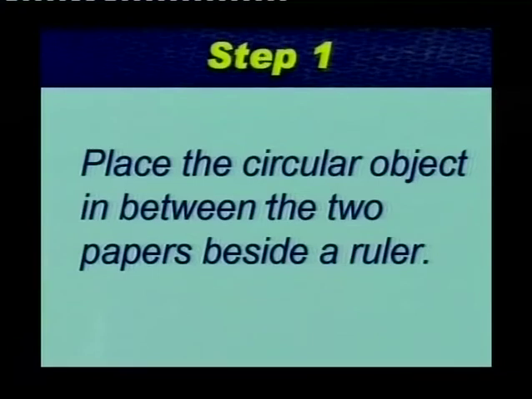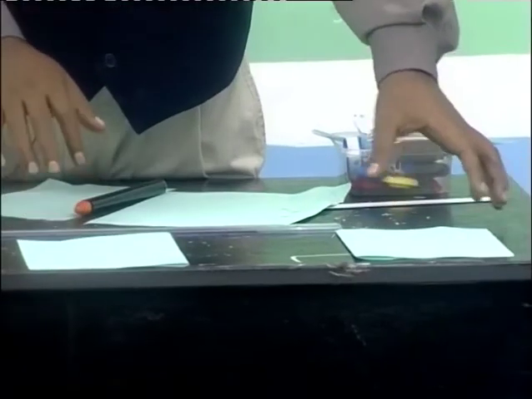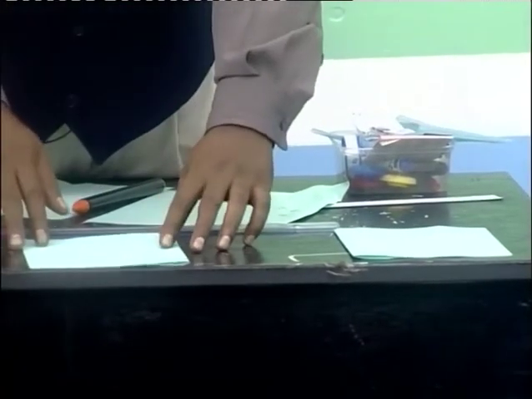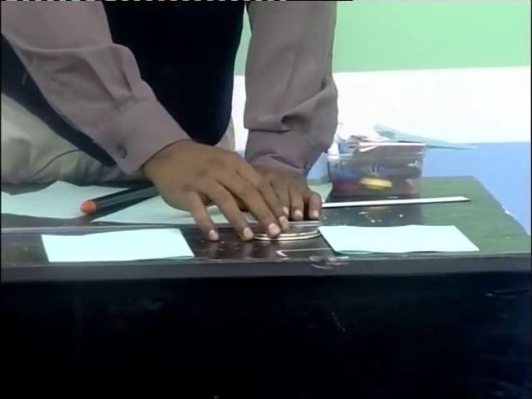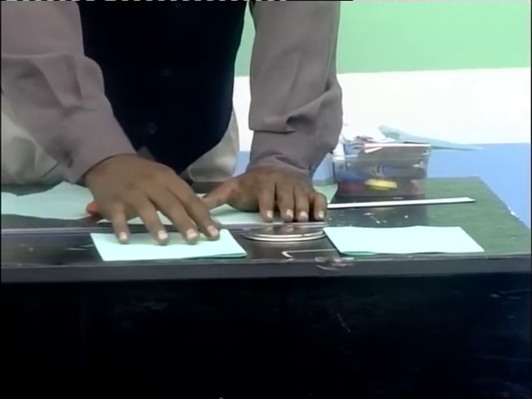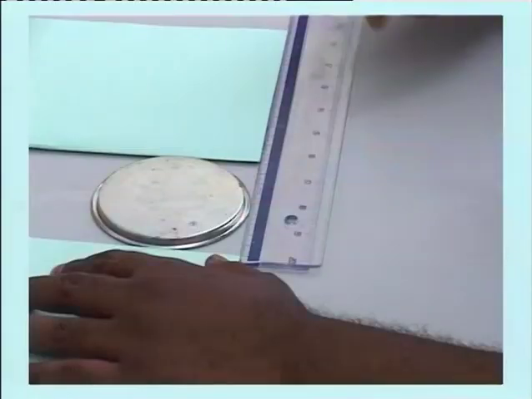Step 1 says, place the circular object in between the two papers beside a ruler. So you place these two papers beside the ruler. The first paper, the edge should be pointing to where the zero scale is, and then you place the circular object in the middle, and the second paper should be attached like this. So you should have something like that.